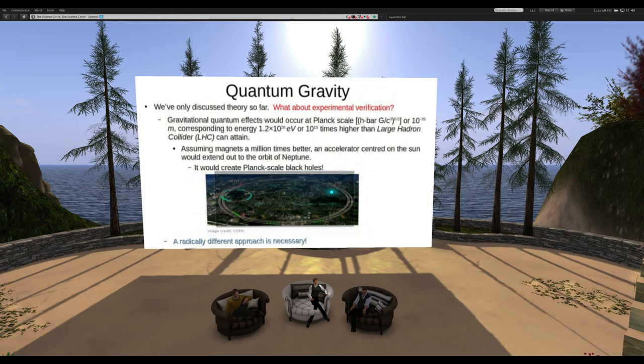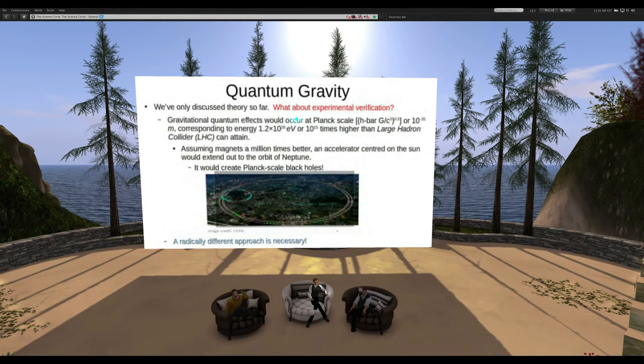Now, everything we've discussed up to now has been theoretical. And this is basically my objection to talking about quantum gravity, or at least was my objection. My objection was, I mean, you need some kind of experimental verification, or all these beautiful ideas are nothing but fairy tales.